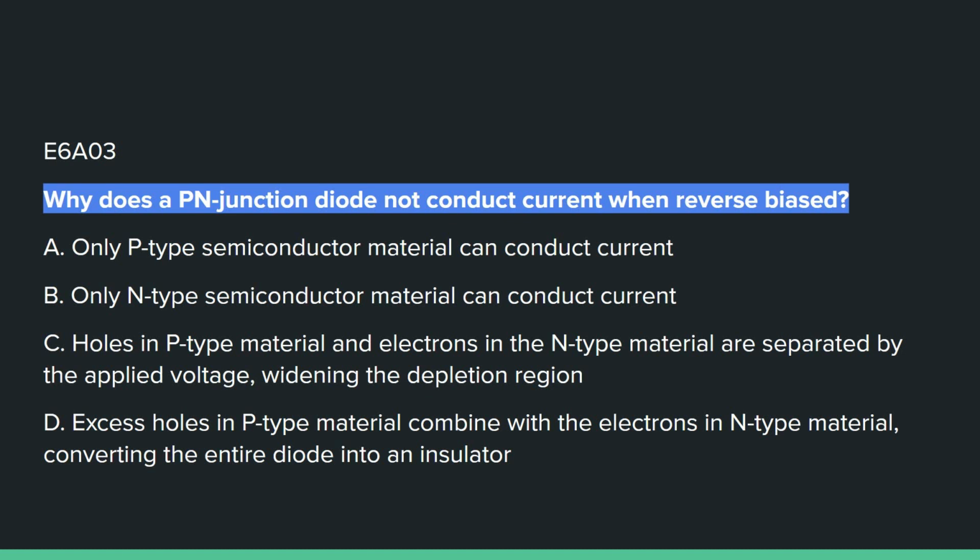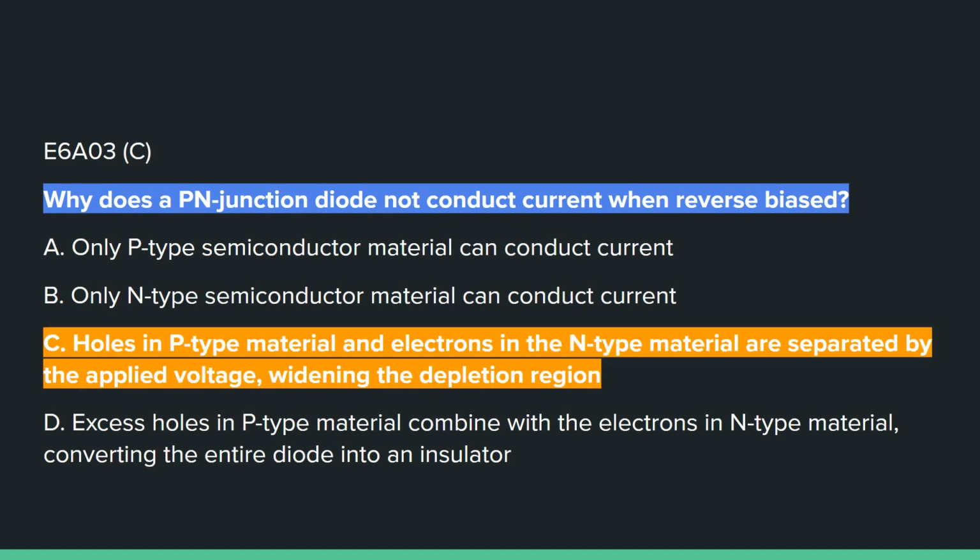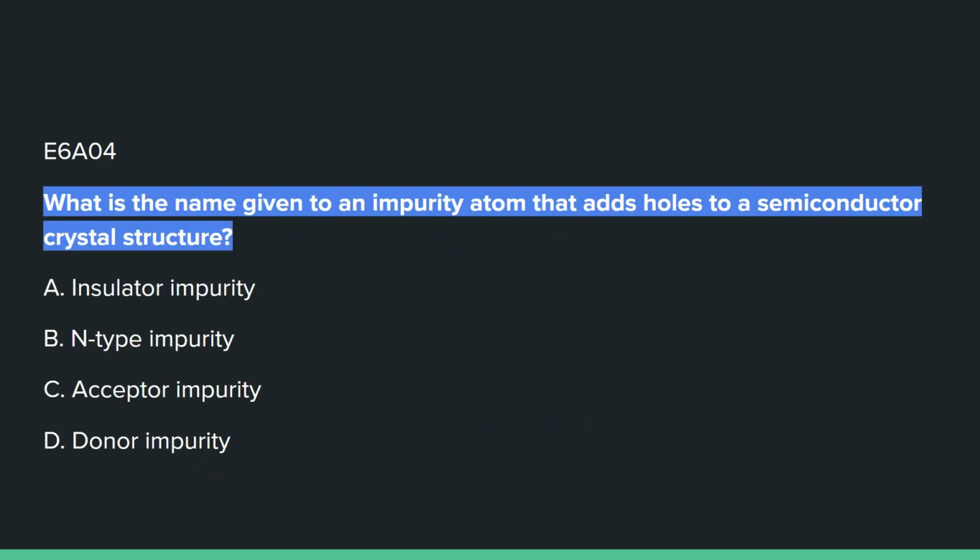E6A03, why does a PN junction diode not conduct electric current when reverse biased? C, holes in P-type material and electrons in the N-type material are separated by the applied voltage, widening the depletion region. E6A04, what is the name given to an impurity atom that adds holes to a semiconductor crystal structure? C, acceptor impurity.